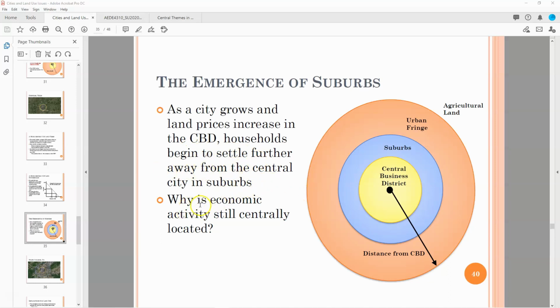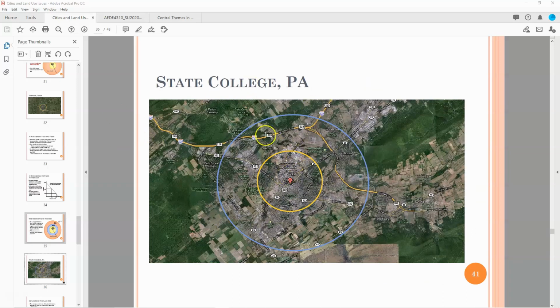And why is economic activity still centrally located? Because according to this so-called pattern, households can pay less for the services or other information in the CBD. So that explains why economic activity is still centrally located. And here is an example of a monocentric city with suburbs, State College in Pennsylvania.